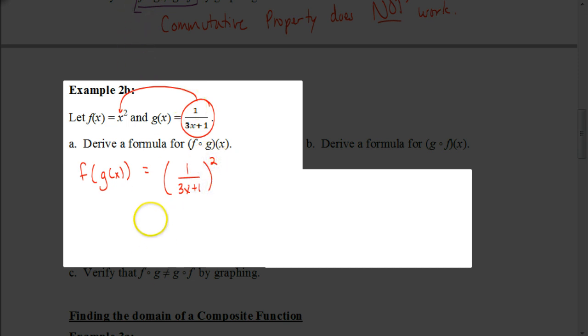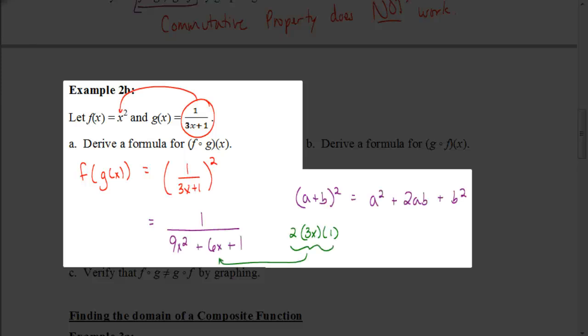Now whenever we have a fraction being squared, the numerator gets squared and the denominator gets squared. Well, when you square 1, you just get 1, so that's not a big deal. But I want you to square the 3x plus 1. I want you to apply the binomial square theorem and simplify the denominator here. So pause the video and hit play when you're ready to check to see if you have the correct answer.